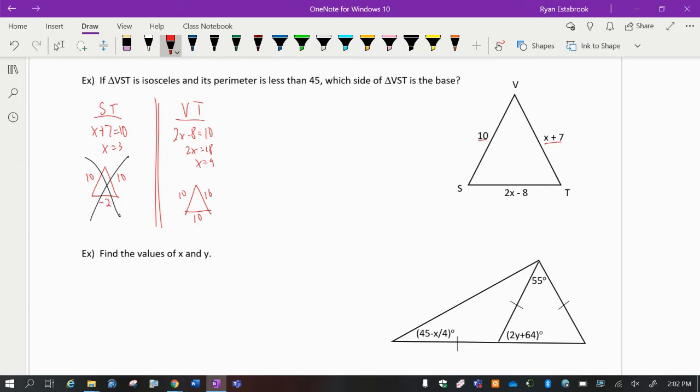And if I wanted to check, I could see, well, what happens if SV is the base? If that's the case, then x plus 7 equals 2x minus 8. Add 8 to both sides, subtract x from both sides, x equals 15. You plug it in, 15 plus 7 makes this length 22. Plug it in down here, this length is also 22, so we have 22 plus 22 plus 10, which is bigger than 45. So that cannot be the base either. It means the answer to the question is that VT is the base.